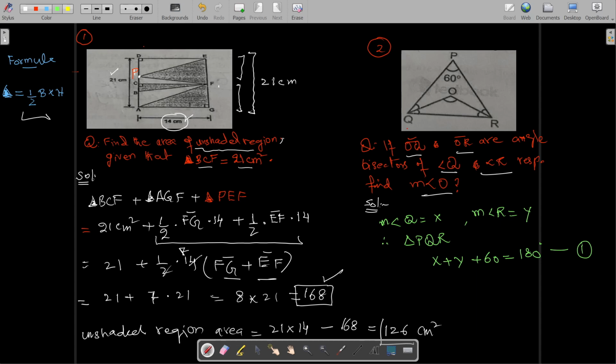Now we have another, smaller triangle, triangle OQR. In this triangle, the angles at Q and R are bisected by OQ and OR, so the angles will be half: x upon 2 and y upon 2. The third angle is angle O, which we have to find. Again, the sum is 180. This is the second equation, obtained from the smaller triangle.